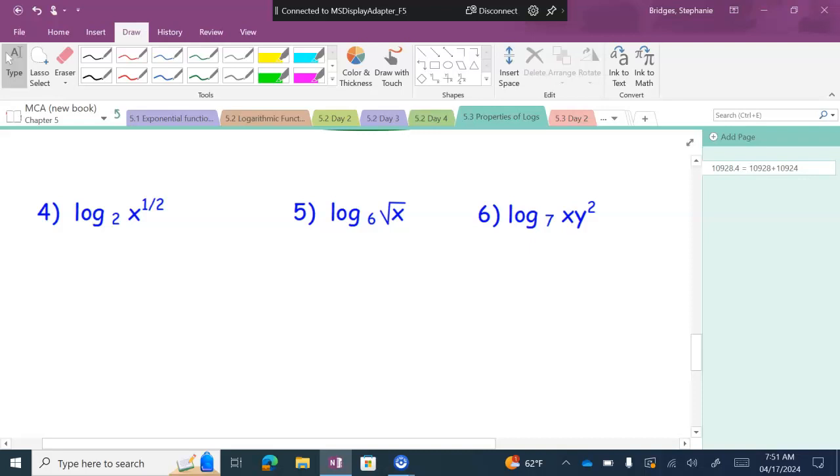Log base 2 of x to the 1/2 power. So do I have a product, a quotient, or an exponent? Exponent. So we're going to take that rule and we're just going to move that exponent to the front. And we're just going to go 1/2 times the log base 2 of x.